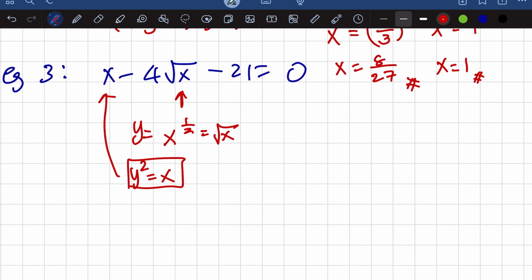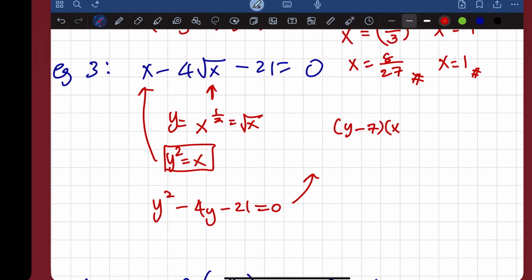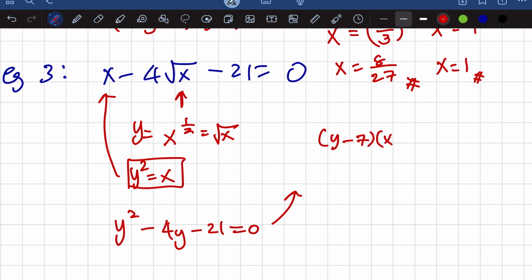So x will end up becoming y squared, and 4 root x becomes 4y, minus 21 equals 0. Now, from here it's the same strategy. We want to factorize that. So (y minus 7)(y plus 3) equals 0. And we will end up solving for y equals 7 and y equals negative 3.